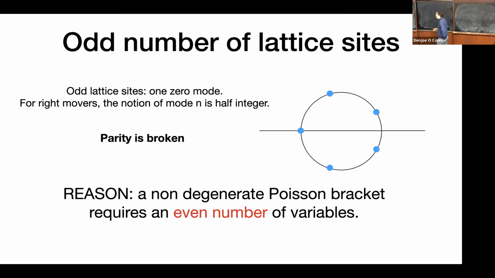Okay, so the reason you always get an odd number of zero modes in this case is that a non-degenerate Poisson bracket always requires an even number of variables, and therefore there's always one variable that commutes with everything. It's a statement about this. So the number of zero modes depends on whether the number of lattice sites is even or odd. One would think that in the continuum that doesn't matter, but it actually does, right? So the statement is that even if you go to the thermodynamic limit where the circle is big, there's still a difference between having an odd number of lattice sites and an even number of lattice sites. So there's something weird going on.